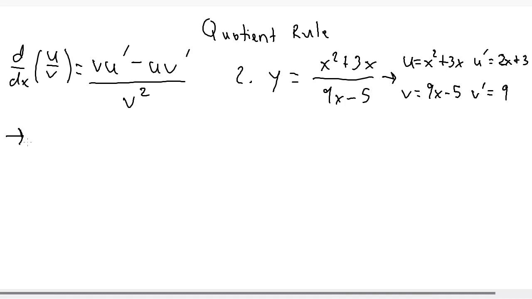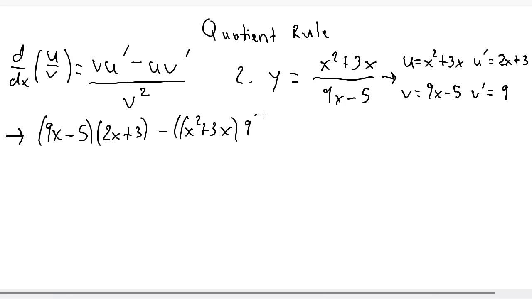So now plugging everything into the equation, I'll do vu prime, so 9x minus 5 times u prime, which is 2x plus 3, minus uv prime, so we have x squared plus 3x, multiplied by v prime, which is 9, all over v squared, or low squared, which is 9x minus 5 squared.